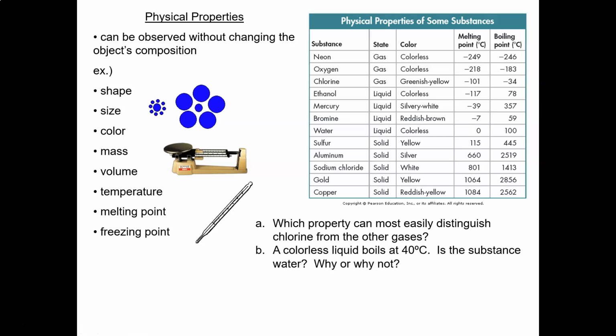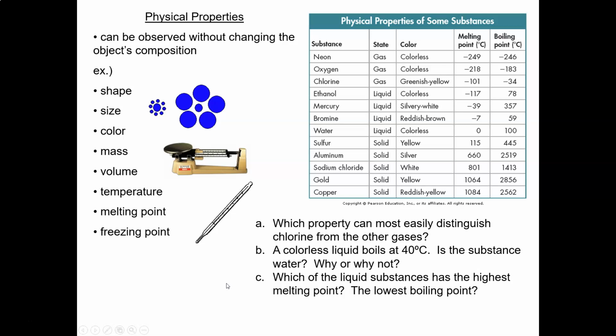A colorless liquid boils at 40 degrees Celsius. Is the substance water? Why or why not? Well, what do we know about water? We know that water's melting point is 0, and we know its boiling point is 100 degrees Celsius. So, is water a colorless liquid? Definitely. Does it boil at 40? No. So we know the substance can't be water. There is no way, no how, if we're comparing all of these substances on here, that what they're describing is water. It can't be water, because water doesn't boil at 40 degrees Celsius.